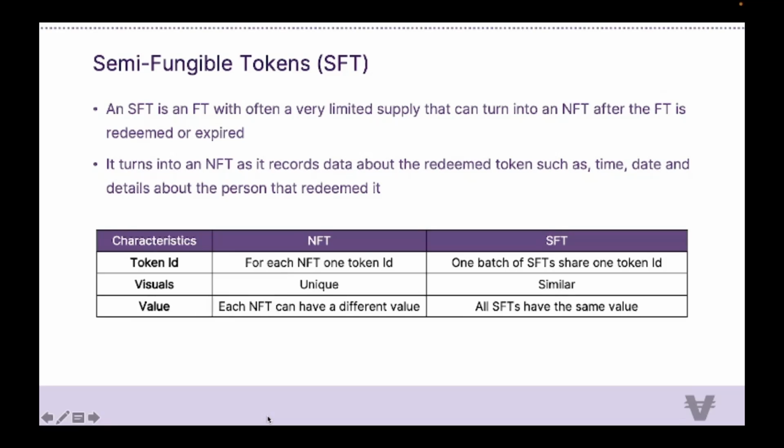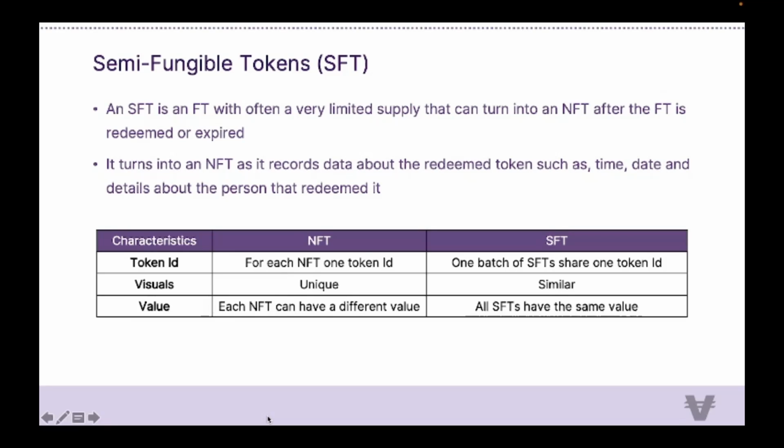So starting with semi-fungible tokens. So what is an SFT? It's a fungible token with often a very limited supply that can turn into an NFT after the fungible token has been redeemed or expired. So it turns into an NFT as it records data about the redeemed token, such as time, date, and details about the person that redeemed it.